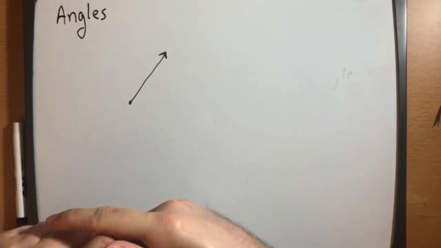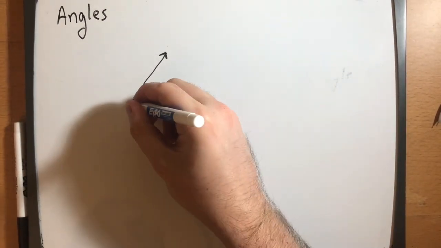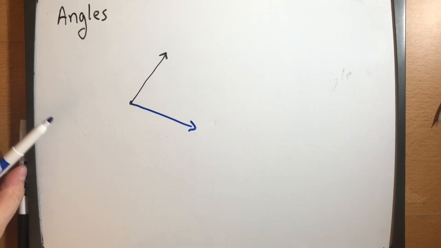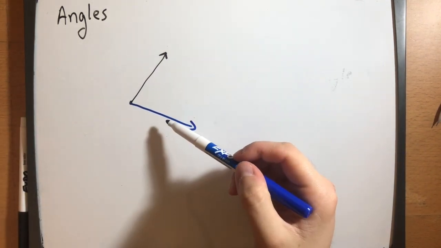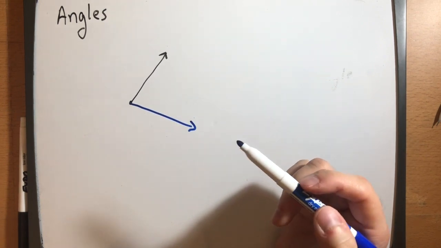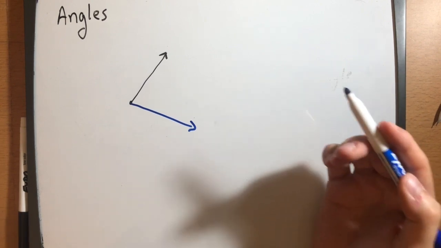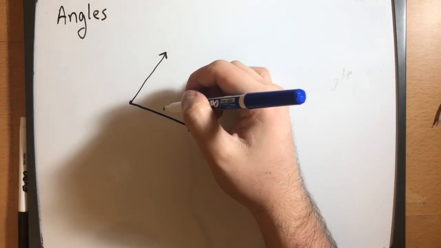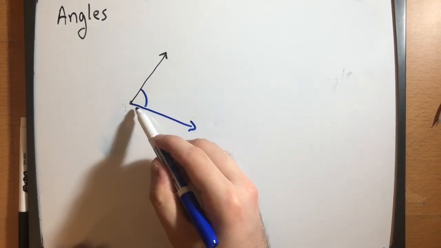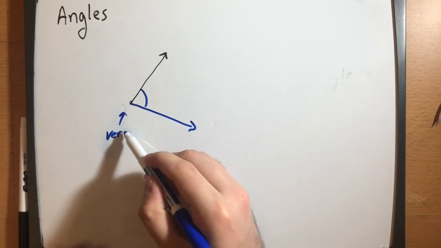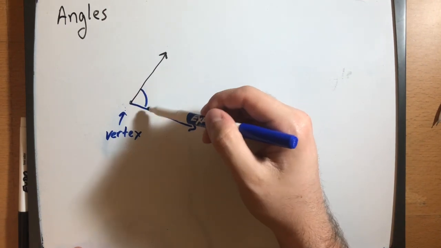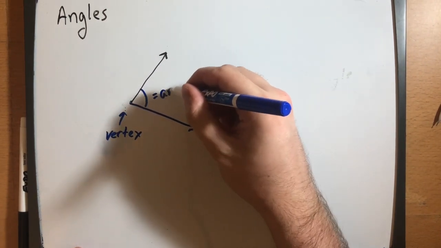Now let's say that we wanted to bring in a second ray. Okay, that is our second ray. Notice how I made the endpoint of the second ray at the same place as the endpoint of the first ray. The figure that is formed between the two rays with a common endpoint, this common endpoint is called a vertex. The measure that's formed between the two rays, this here is called an angle.